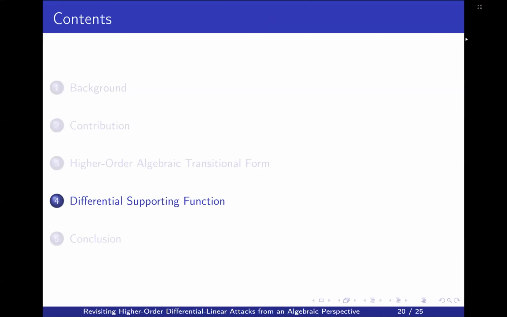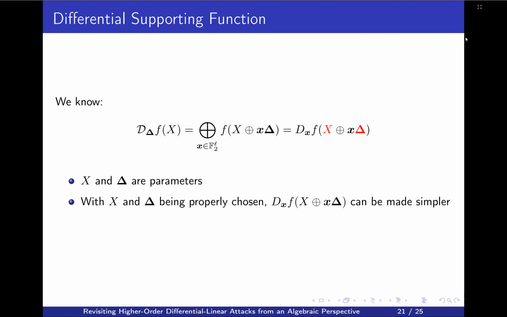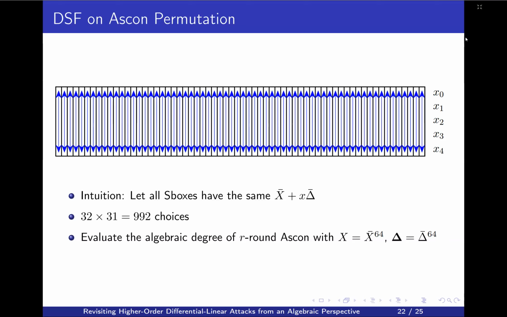Okay. The second story is about the higher order differential function. With the higher order differential-linear expression, we know that x and delta can be regarded as parameters. If we choose x and delta with some special value or in a proper way, then maybe F can be simplified a lot. So sometimes the algebraic degree can be smaller. But of course, x and delta have a very large space, so it's impossible for us to exhaust all the possibilities. So we introduce an intuition that relates all the x boxes that have the same x plus x delta. In this way, we only have 32 and 31 choices. Then we traverse all the possibilities.